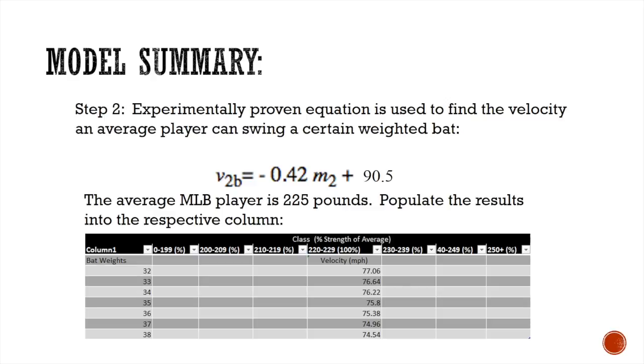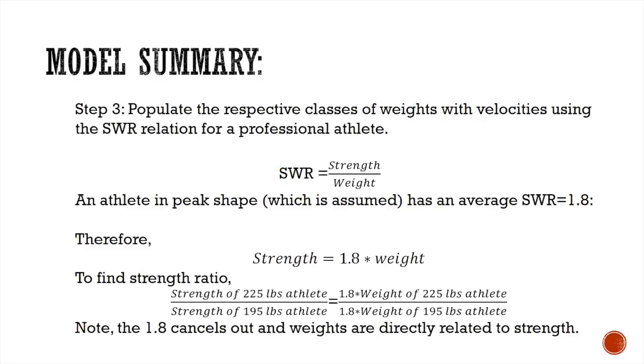Step 2 is to use a previously experimentally proven equation which will calculate the velocity an average player can swing at a certain weighted bat. Since the average MLB player is 225 pounds, we will use this equation to populate the results into the respective column, as shown here in this Excel spreadsheet.